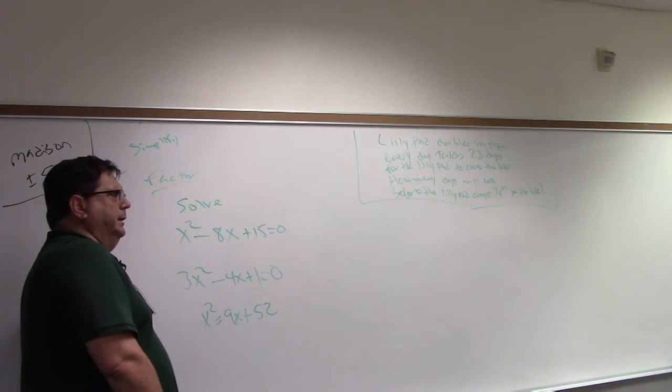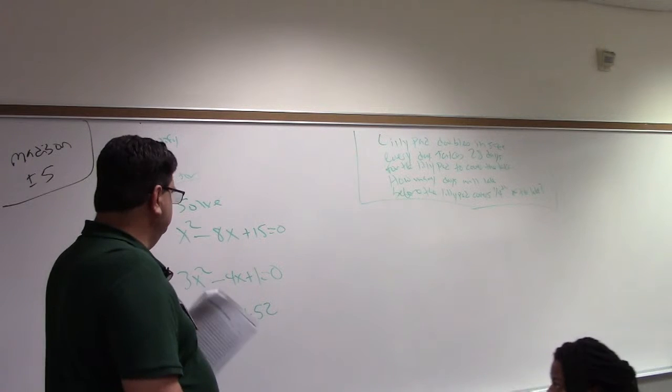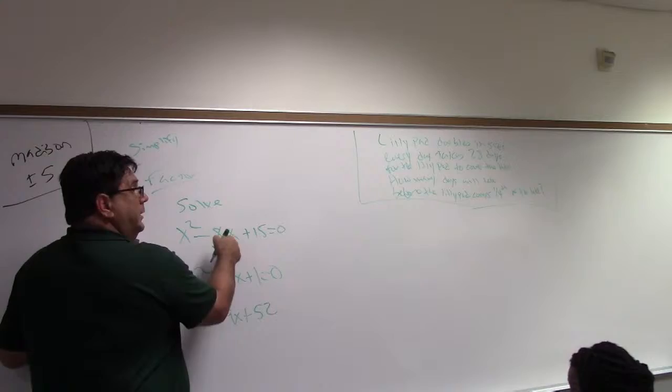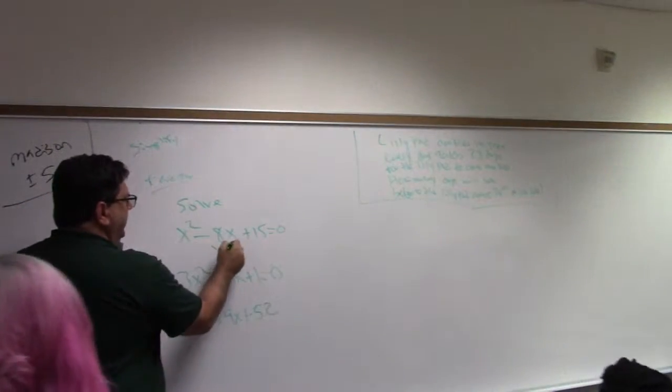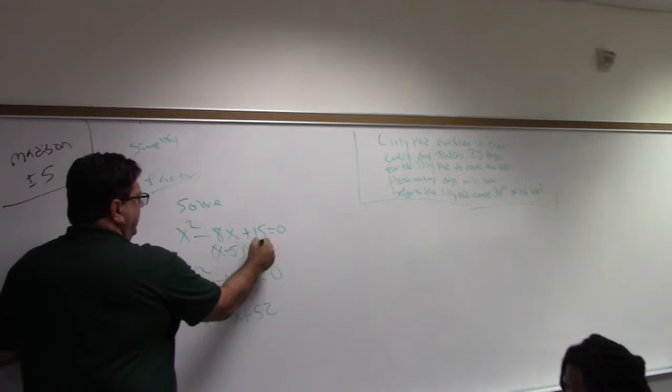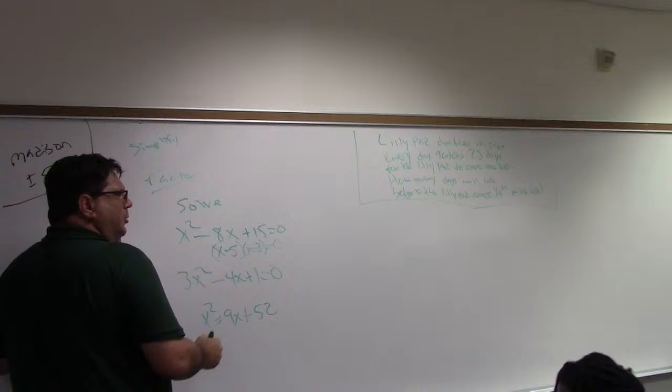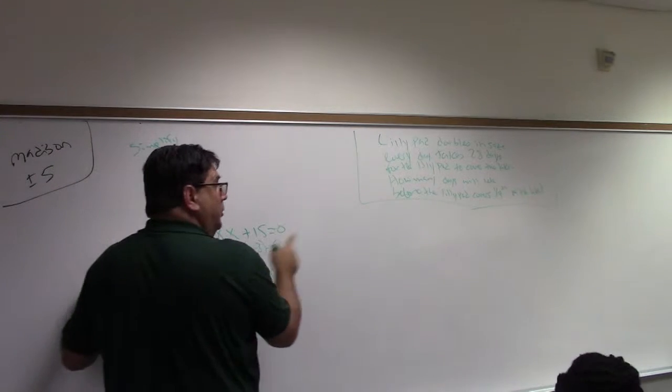Alright, intermediate, here we go. Okay, x equals 5. We're going to factor. We're going to factor x minus 5, x minus 3 is equal to 0. I'm not sure we did this in our last class, but we're doing it Monday.